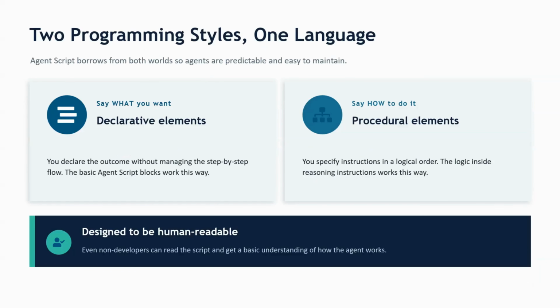So now two programming styles, but one language. You have a declarative element and a procedural element. That's what we talked about in the past, right? You are going to have some kind of logic as well as plain English language instruction.